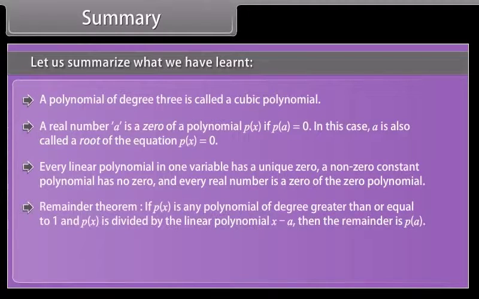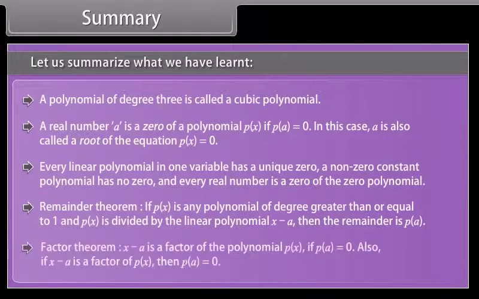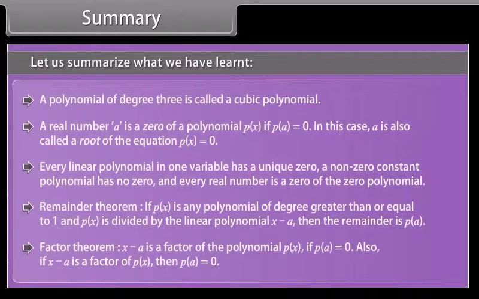Remainder theorem. If p(x) is any polynomial of degree greater than or equal to 1, and p(x) is divided by the linear polynomial x minus a, then the remainder is p(a). Factor theorem. x minus a is a factor of the polynomial p(x) if p(a) is equal to 0. Also, if x minus a is a factor of p(x), then p(a) is equal to 0.